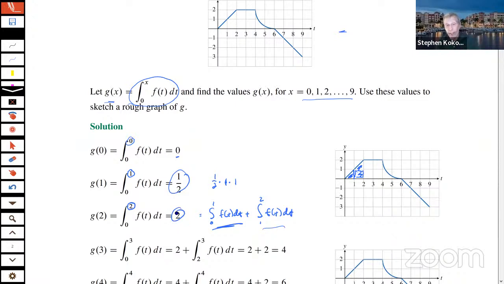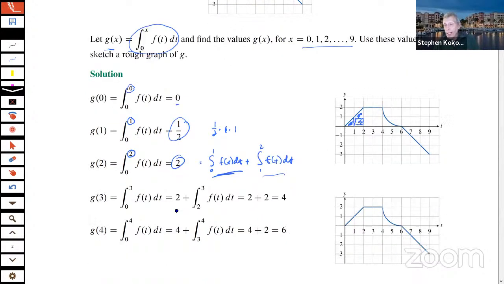So I'm making progress. 0 to 3, well, let's see. I know this area, 0 to 2. And here's 2 more units, so that's easy. That's just a 2 plus 2 for a 4. I'm making good progress. How do I find the area from 0 to 4? Well, let's see. I know this area. That's 4. And this area, well, that's just another 2 units. So now I've got 6. And now things get a little trickier. I'm going to go to the next page on this one.